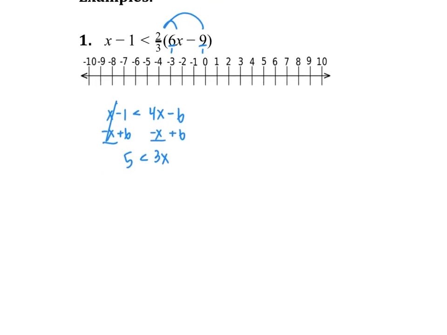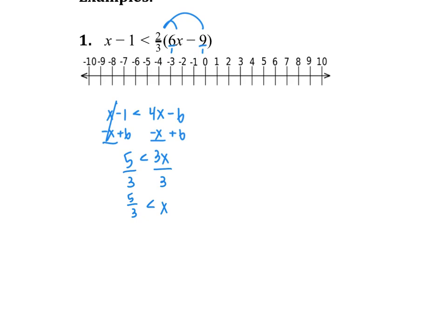And then I haven't divided it by anything yet. So right here, I'm going to divide by this 3 in order to get x by itself. When I look at this, I want to make sure it's not negative. It's not, so I don't have to switch the sign. So I have x is greater than 5/3.